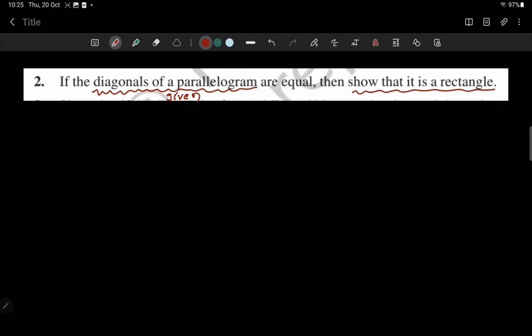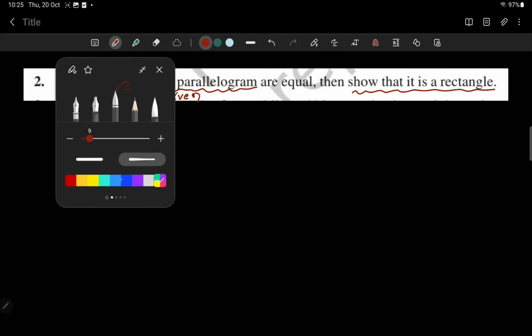Now tell me, if you have to show one figure as a rectangle, what is the first thing you will notice? Opposite sides are the same and all the angles are making 90 degrees. These are the two aspects. Here it is already given that it is a parallelogram. You only have to prove that all the angles are 90 degrees to prove it as a rectangle. Before going there, we will draw its figure.